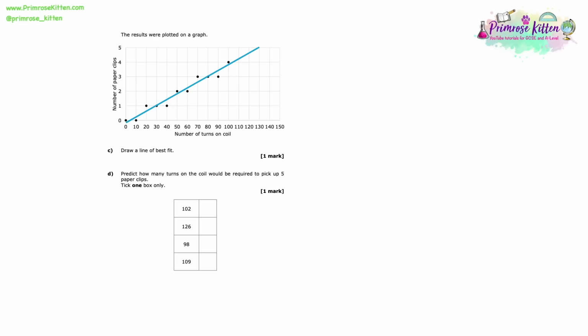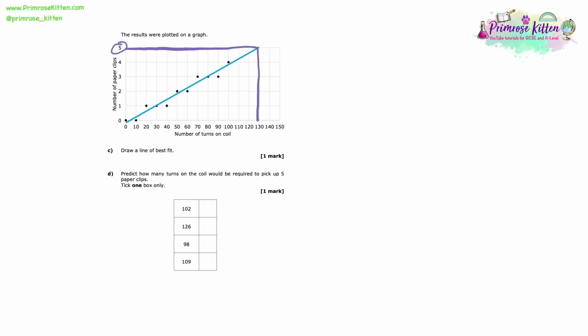So now we want to predict how many turns on the coil would be required to pick up 5 paper clips. So to do this, we want to go to our line of best fit, and I can see 5 is here on the y-axis. And I'm going to use my ruler to draw a horizontal line across from 5 all the way up to the line that I have drawn. And then I will draw a vertical line leading downwards. Now make sure that you use a ruler here, because that is going to be important to make sure that you get a nice straight line and our answer is as close to what we need as possible.